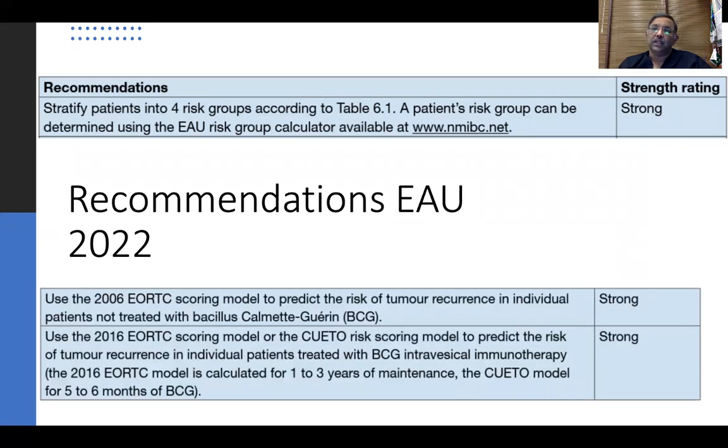You use the 2006 EORTC scoring model to predict risk of tumor recurrence in individual patients not treated with BCG, and the recommendation is high. And use the 2016 EORTC, or the CUETO risk, for patients who are being treated with BCG intravesical immunotherapy. And these models should be used.